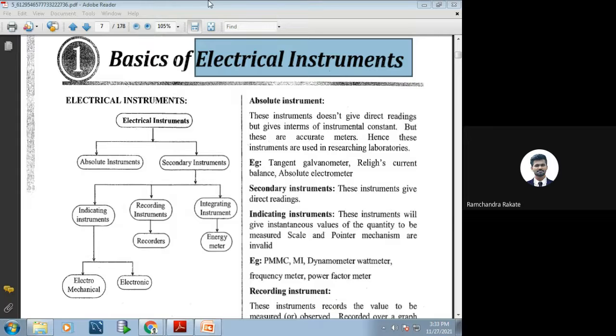These are electrical instruments. Okay, now let us see all these electrical instruments one by one, as per the GATE perspective. Okay.